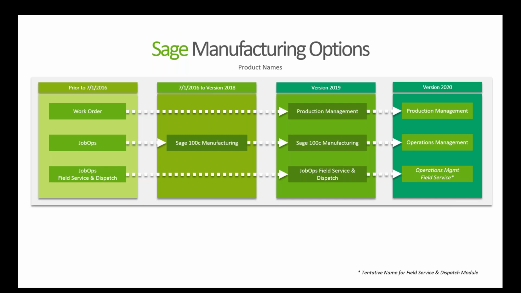So we've got 3 more versions, but version 2019 is the first version that a customer could transition into production management from work order. Obviously, the journey on the second line is JobOps, and when it went on the Sage price sheet, it was Sage 100C manufacturing. It was still that in version 2019, but in version 2020, it will be renamed to operations management. And then the field service piece, which isn't available on the Sage price sheet, but is available from Scanco, is still available, and that will continue to be part of that suite of products.